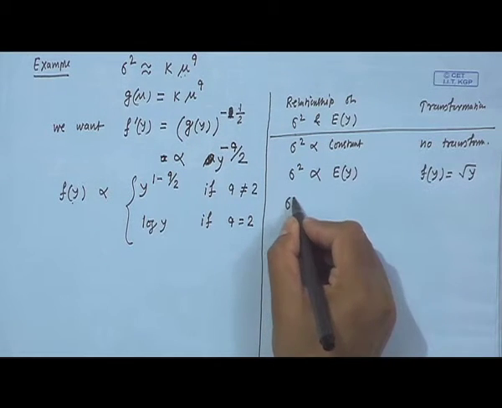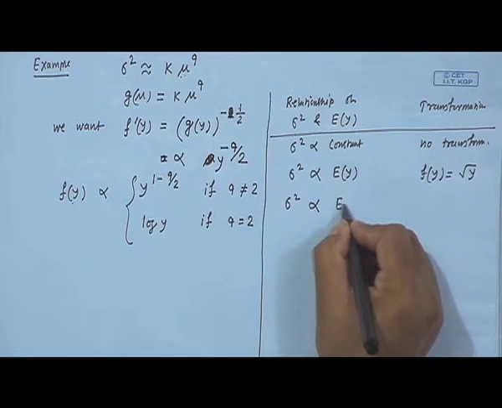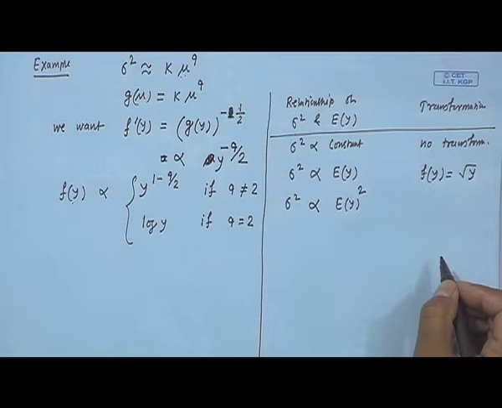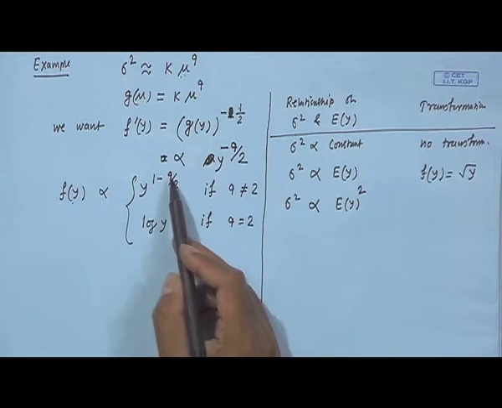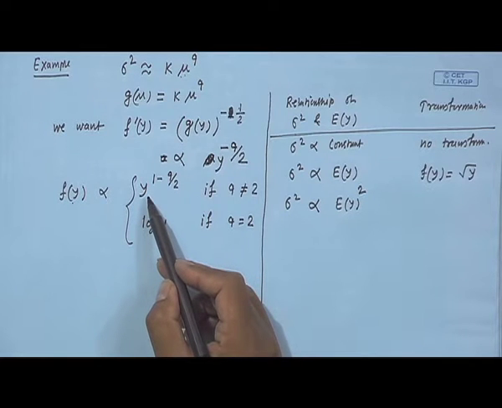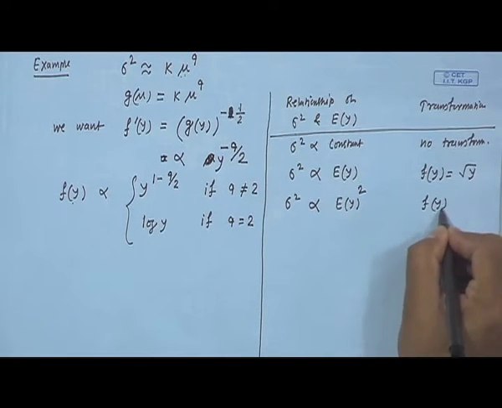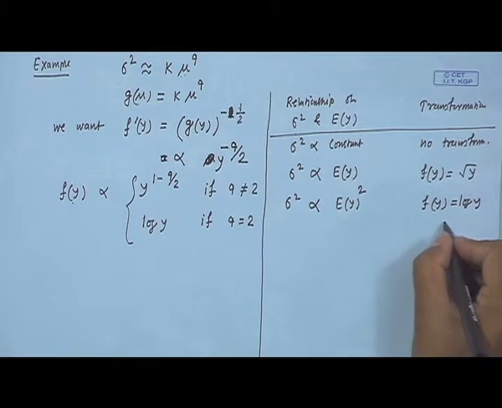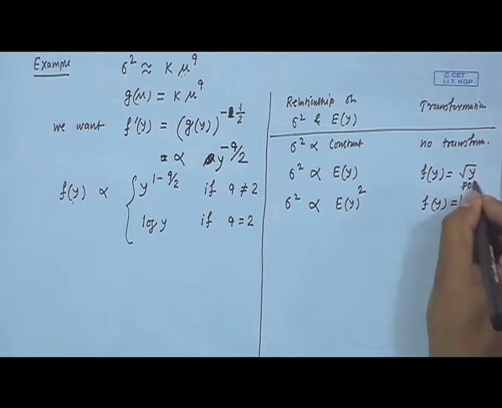Now, if sigma square is proportional to expectation of y square, then q is equal to 2 here. So, you put q equal to 2 here, and then f y is equal to log y. This is the case when y follows exponential distribution. This is the case of y follows Poisson distribution.